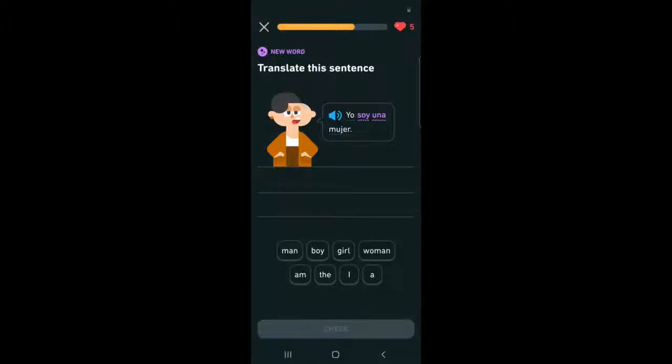Am? No, do you remember what una means? No. Do you remember what mujer means? Yes. What is mujer? Woman. Okay. And you don't remember what yo means, nor soy, nor una. All right, see they're highlighted purple. Tap on them and see if you get an idea. Una. What do you think una means?